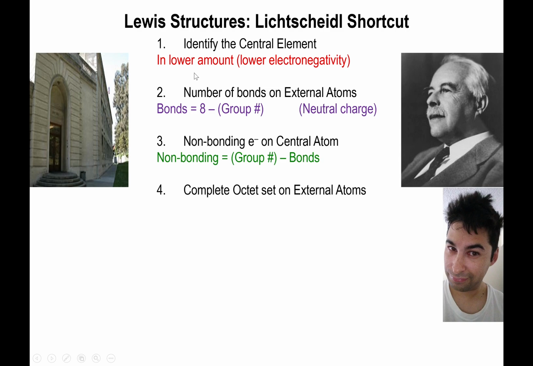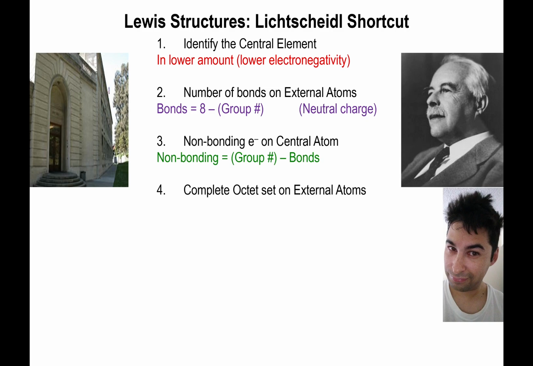The first step, I identify the central element based on the components of the molecular formula. And the way you do that is by identifying the element that's present in the lowest amount. Now, if it so happens that you have multiple elements present in the same lower amount, then you go with the one that has the lower electronegativity as being the central element. Once you have identified that particular element as being central, every other element or most of the other elements will be external atoms to the central one.